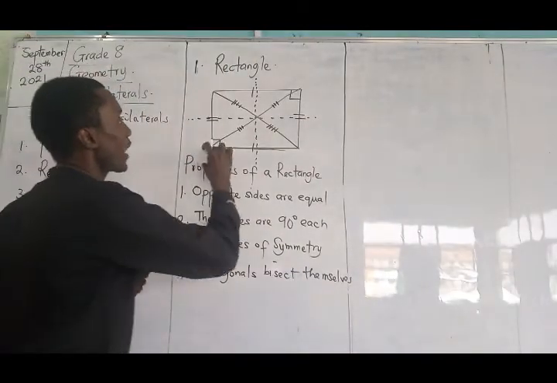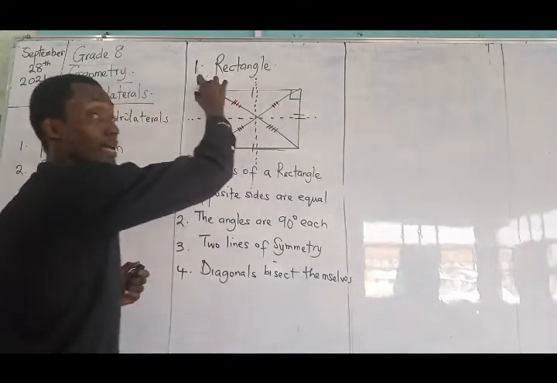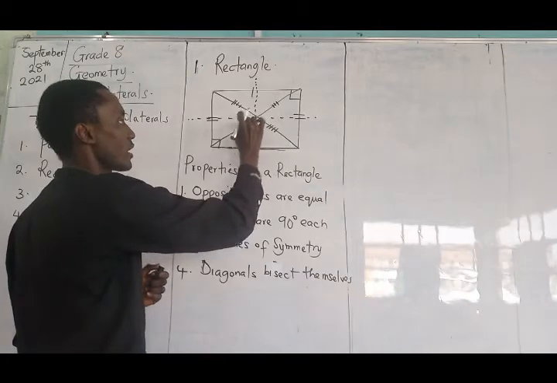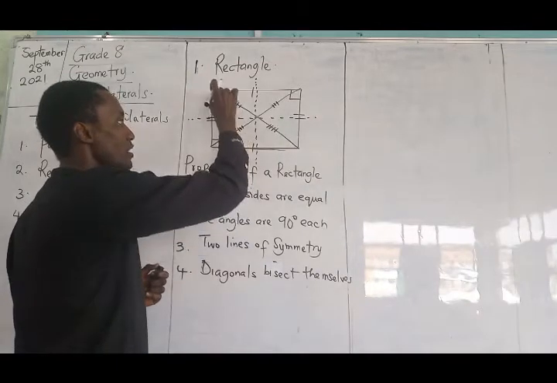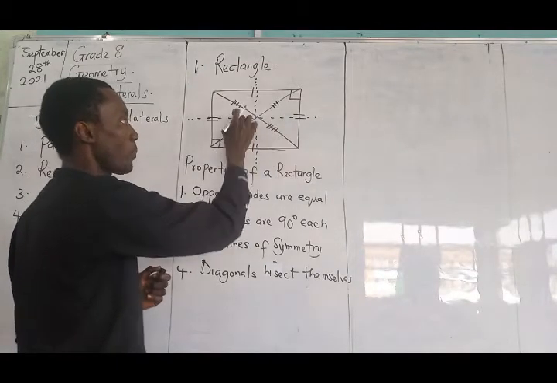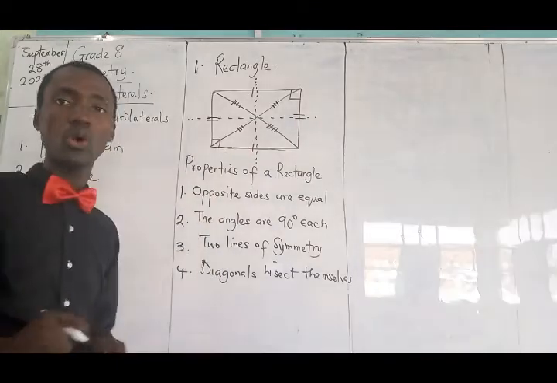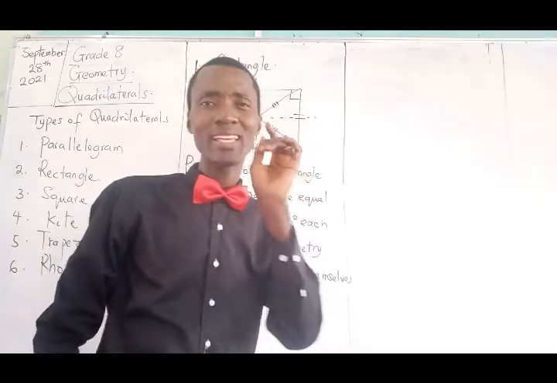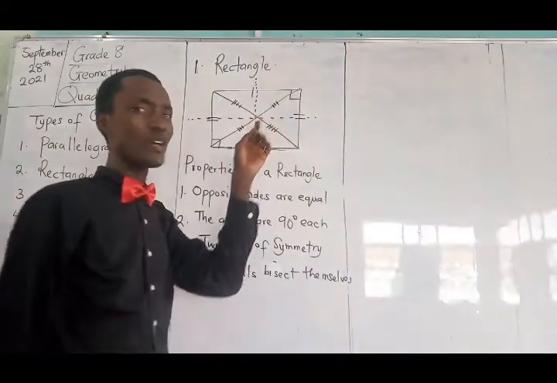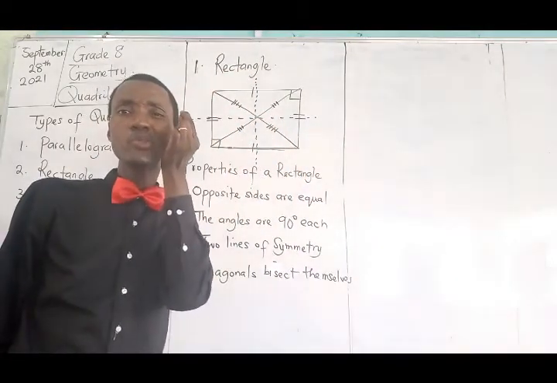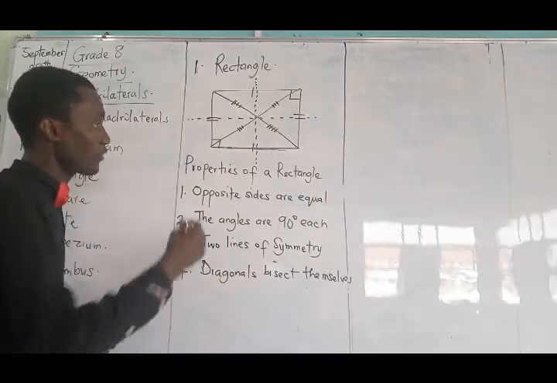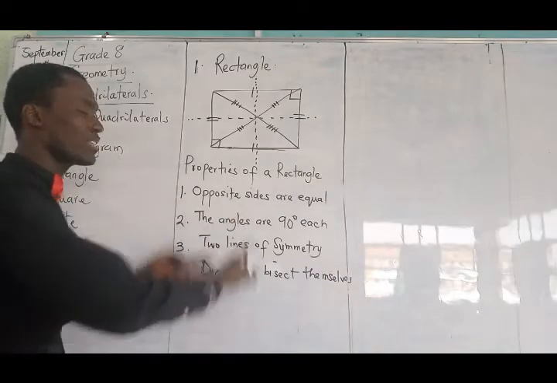So this is a diagonal. This is another diagonal. What's going to happen is that this will cut this into 2 equal parts, and this one will cut this into 2 equal parts. So what you have is that the diagonals will do what? Bisect themselves. But be careful to note that this bisecting of themselves, the angle is not at 90 degrees. Take note of that.